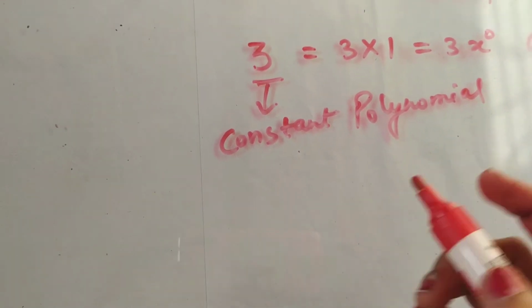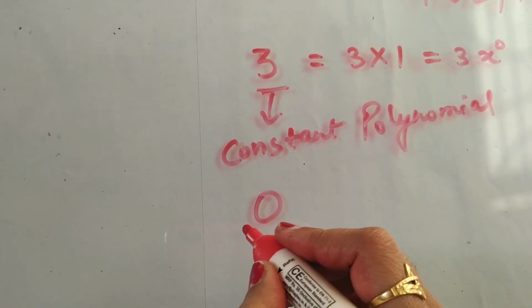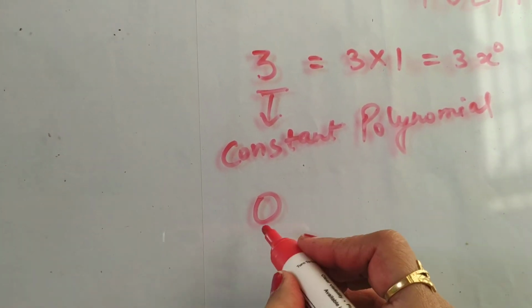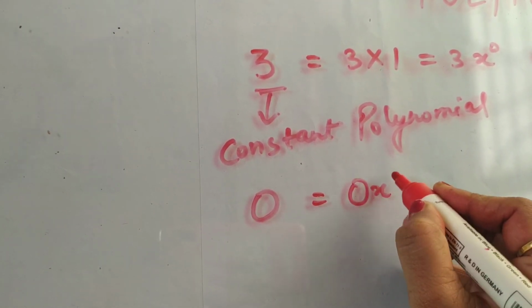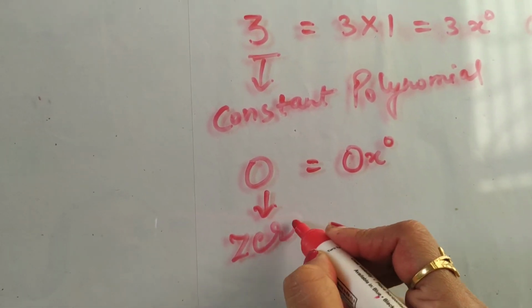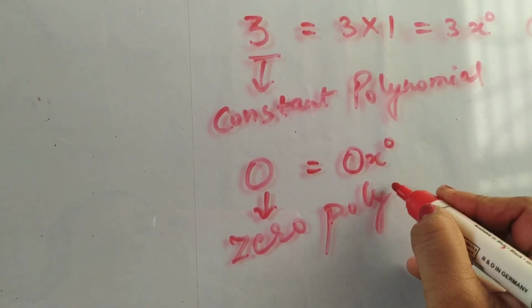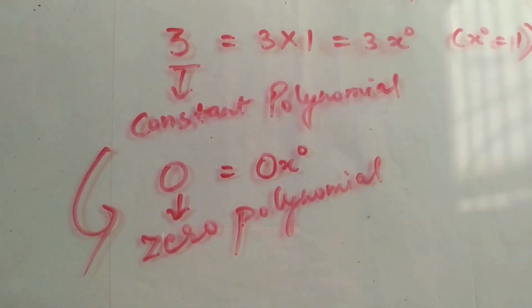What is that? If the constant is 0, that means all terms of the polynomial are 0, because we can write 0 is equal to 0 into x to the power 0. So it is a 0 polynomial. 0 polynomial or constant polynomial, just a sub part of the constant polynomial.